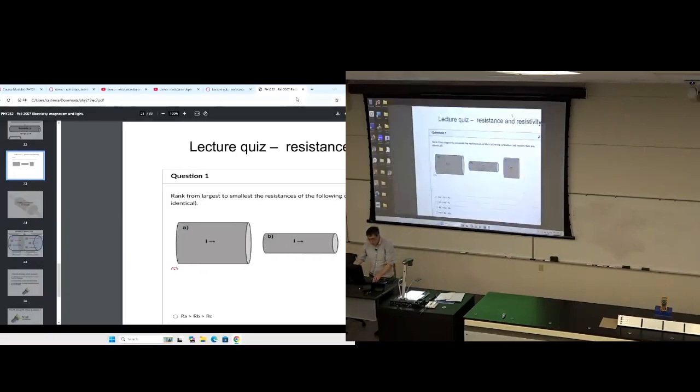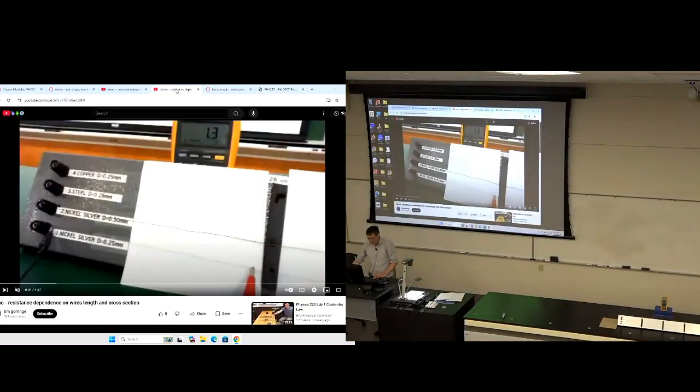Just wanted to show you one more demonstration of resistance and resistivity, and resistance's dependence on geometry. As I was saying, just to drill it home, the resistance of a wire depends on the length of the wire, in proportion to the length, and it depends on the cross-section of the wire. It decreases as the cross-section grows.